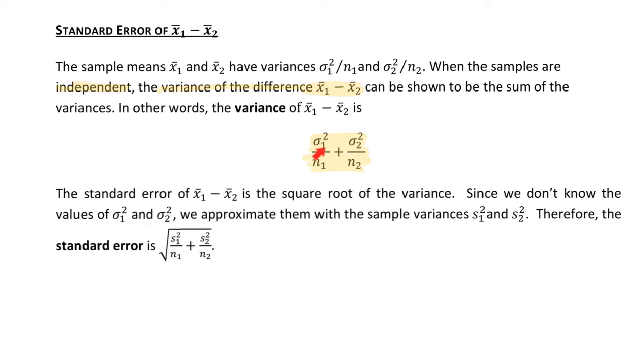But we don't know sigma 1 squared or sigma 2 squared. We don't know the variance of the population. So we can approximate this with the sample variances s1 squared and s2 squared. So the standard error will become the square root of s1 squared divided by n1 plus s2 squared divided by n2.